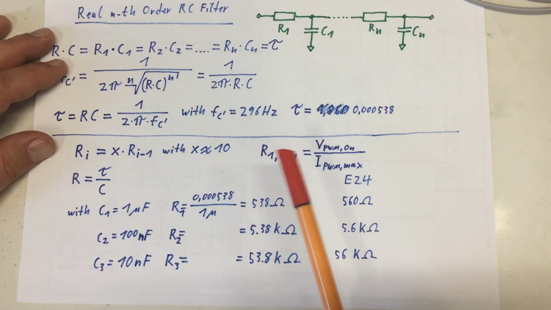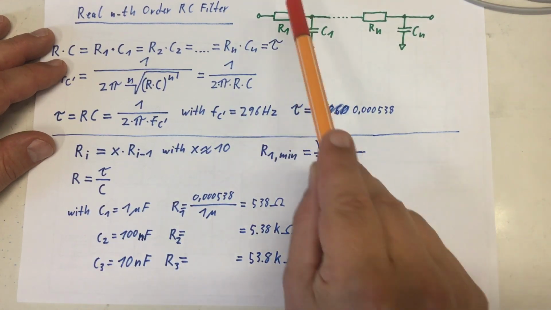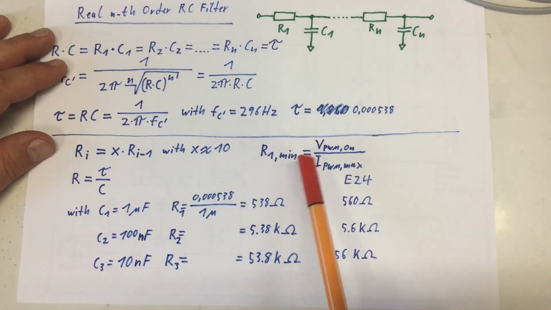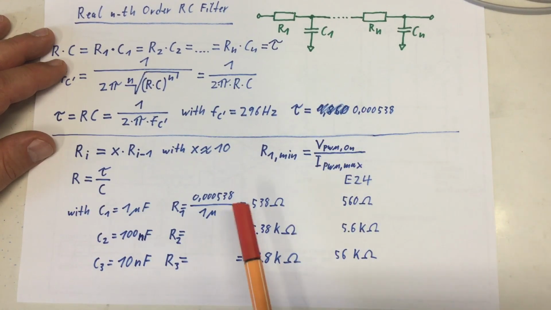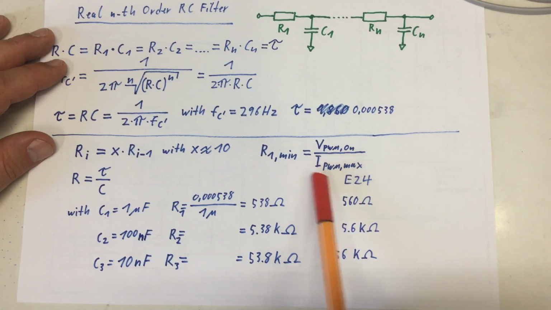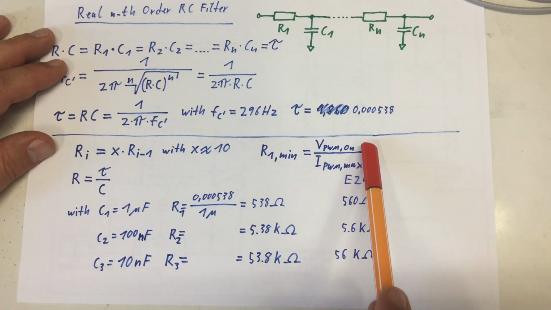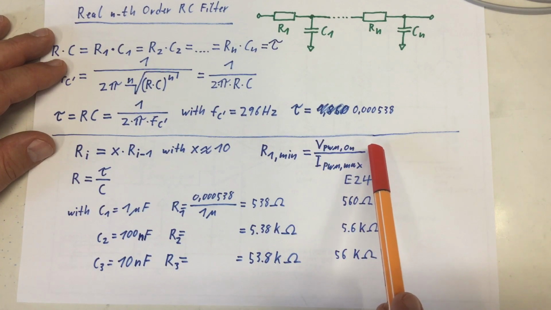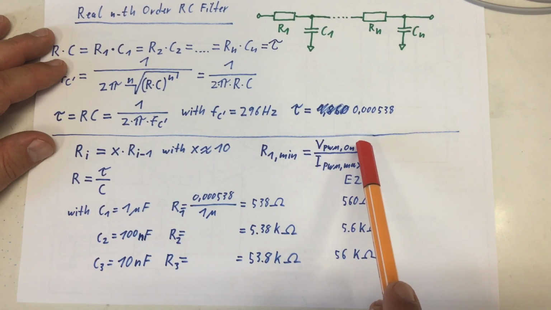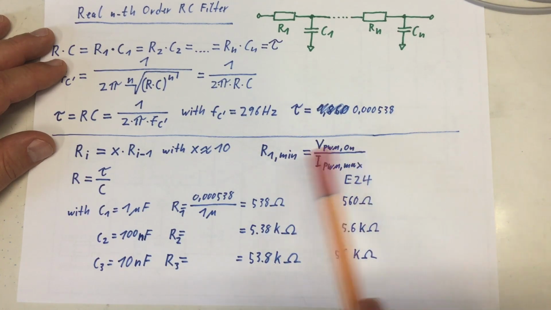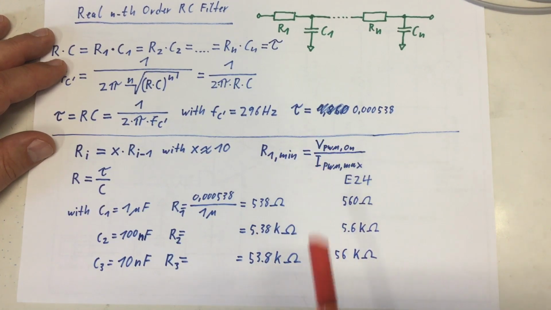Another practical consideration is the minimum value of your first resistor. If you're driving that filter directly from a pin of your microcontroller, that pin can only provide so much current. And the on voltage of your PWM signal is usually the supply voltage of your microcontroller unit. So yeah, Ohm's law: R equals V divided by I.